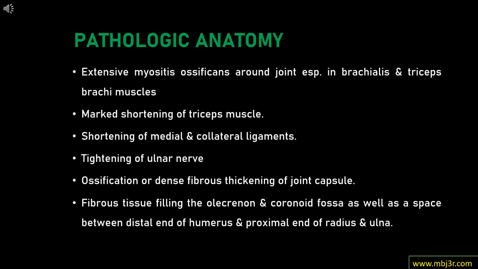Coming to the pathological anatomy of the unreduced dislocation, there will be extensive myositis ossificans around the joint, especially in the brachialis and triceps brachii muscles. Marked shortening of the triceps muscle, shortening of the medial and lateral collateral ligaments, tightening of the ulnar nerve, ossification or dense fibrous thickening of the joint capsule, fibrous tissue filling of the olecranon and coronoid fossa, as well as the space between the distal end of the humerus and proximal end of the radius and ulna.